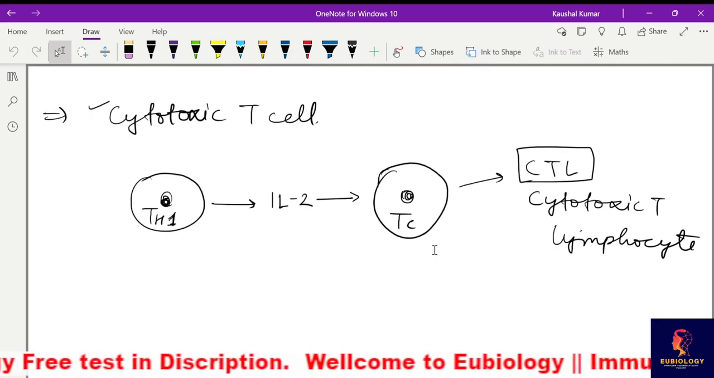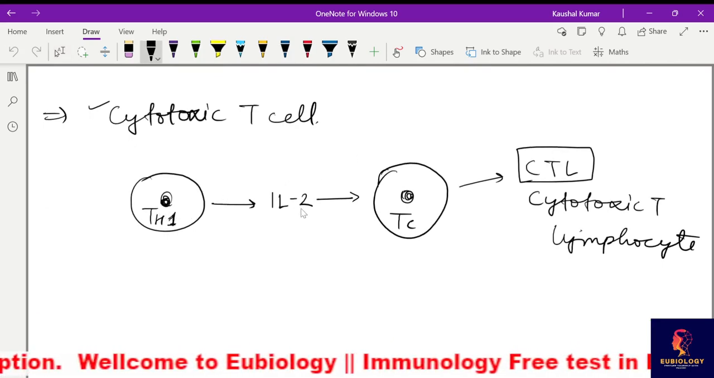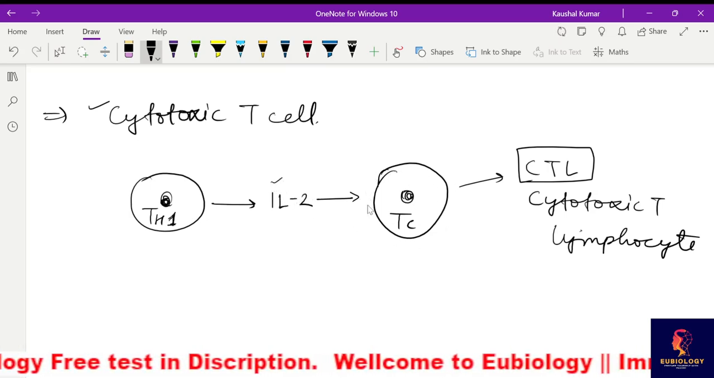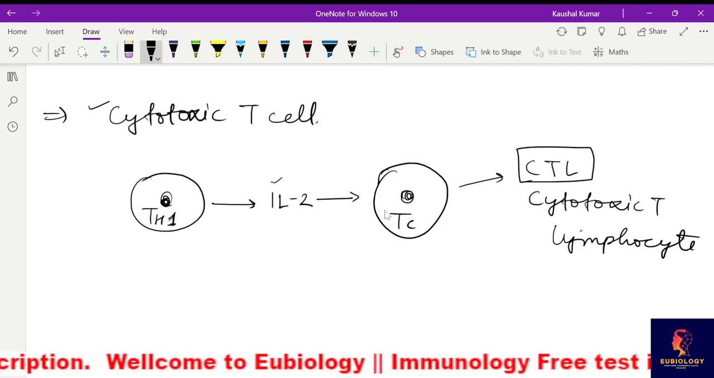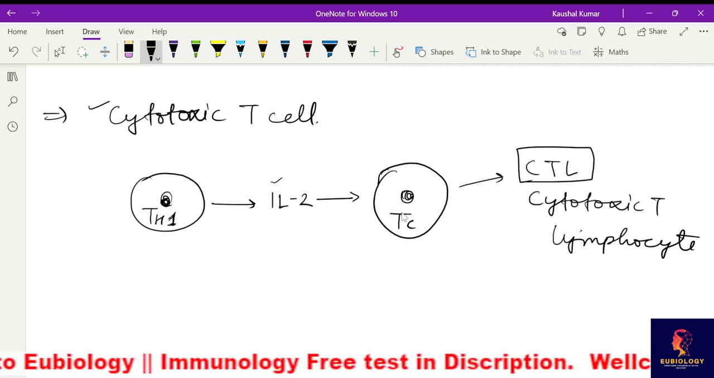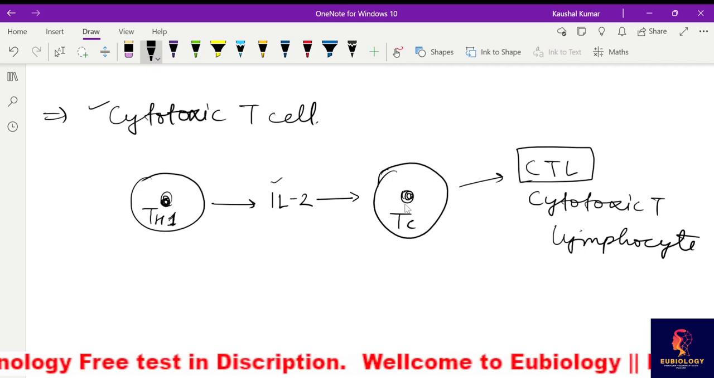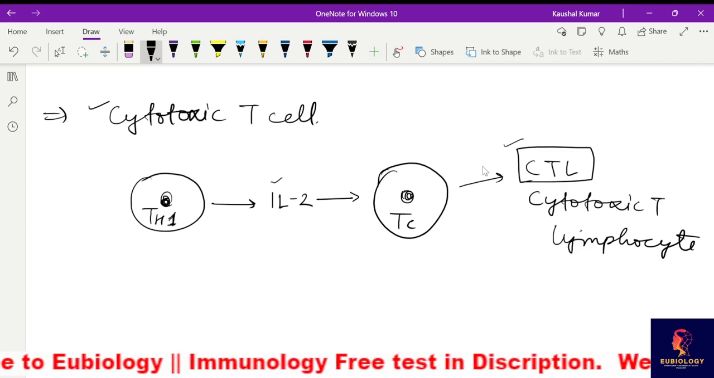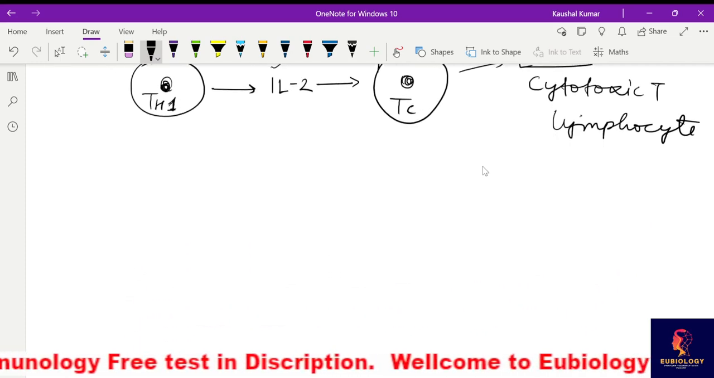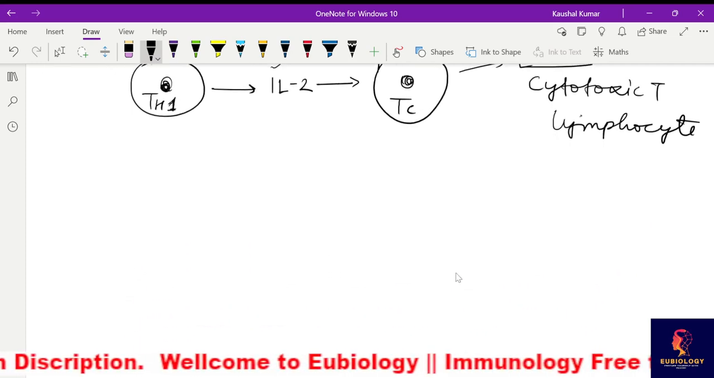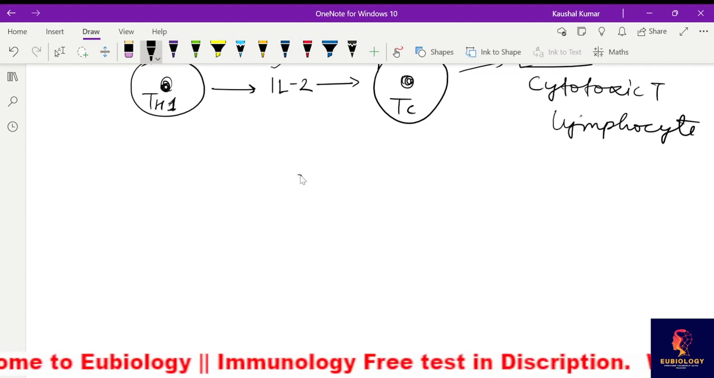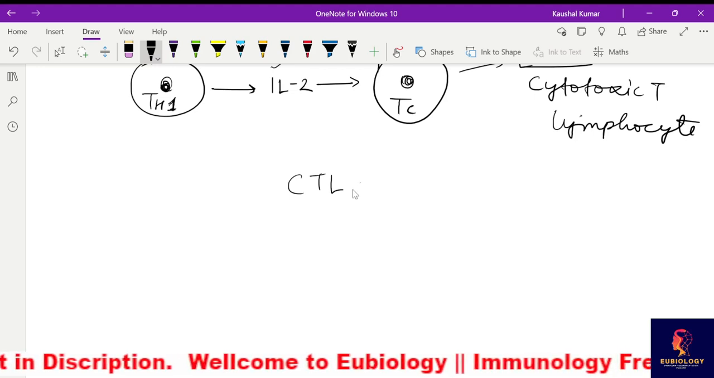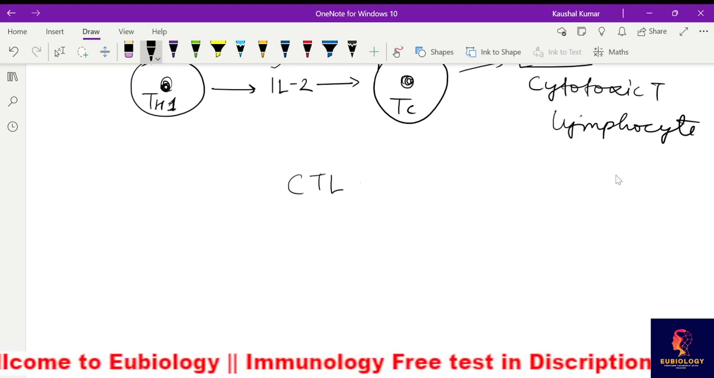If the T helper cell is there, it will release the interleukin, and this interleukin will go and act on the cytotoxic T cells. It will be received by the cytotoxic T cell receptor, and then finally it will transform into CTL. CTL is the killer cell, and it will kill the cells in two manners. The cytotoxic T lymphocyte will kill the cells.